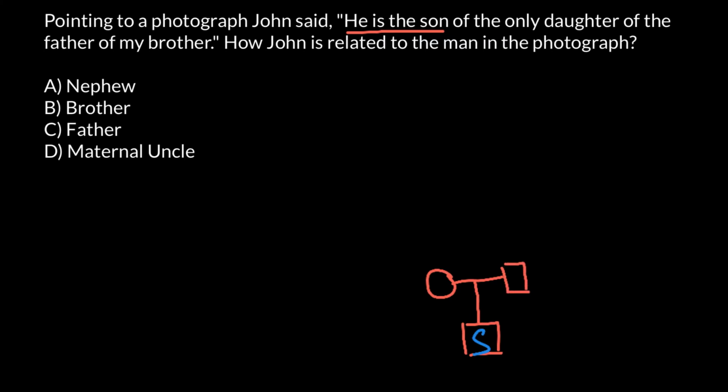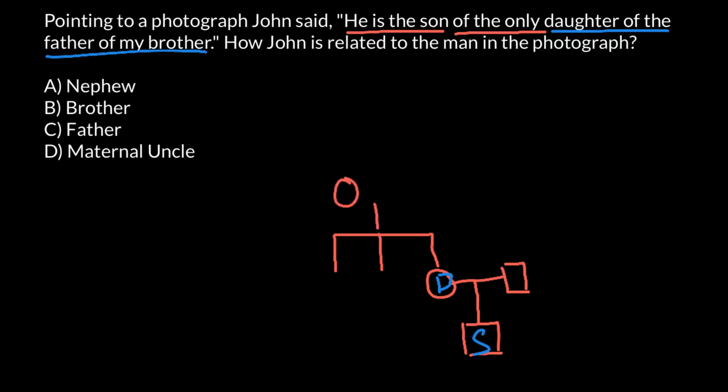So let's read the question. Of the only daughter, so let's put D here. So D stands for daughter. Of the only daughter of the father of my brother. So what does it mean? This means basically the following relationship.